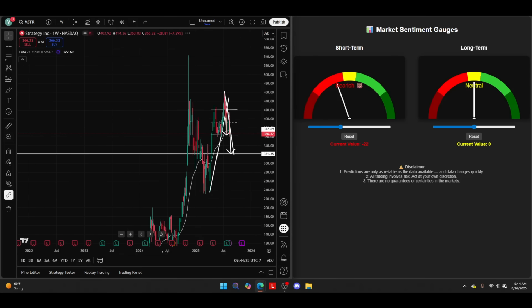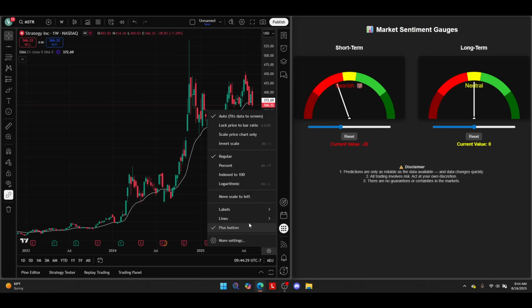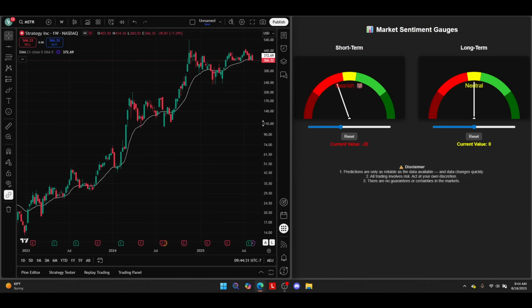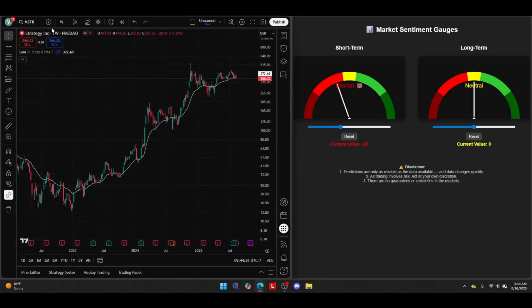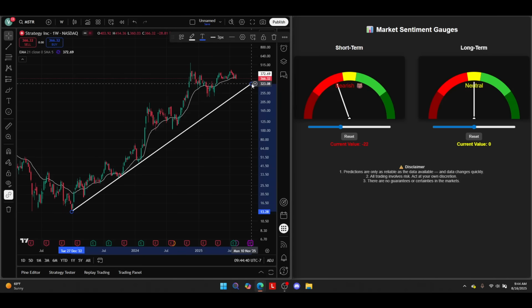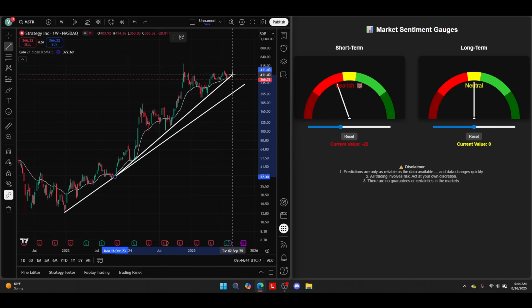Looking at the weekly chart, we have to look at the drawings. We'll go to the log scale, weekly charts, and let's draw a trend line across. So you draw a trend line off the swing lows. We're still above the first trend line, the primary trend line, and this is the secondary trend line. So it's debatable if we already broke this or not.